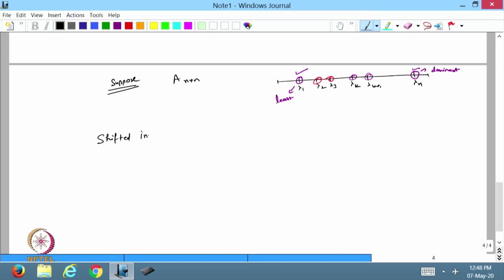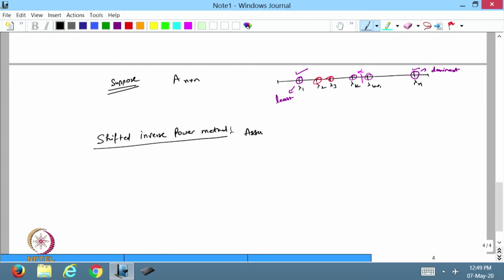Shifted inverse power method. So, in this case what will we do? Suppose I take an alpha. Let us choose one alpha here, this value, and that is alpha. Now, what I do is try to find the eigenvalue close to alpha. Okay, so let us write this.